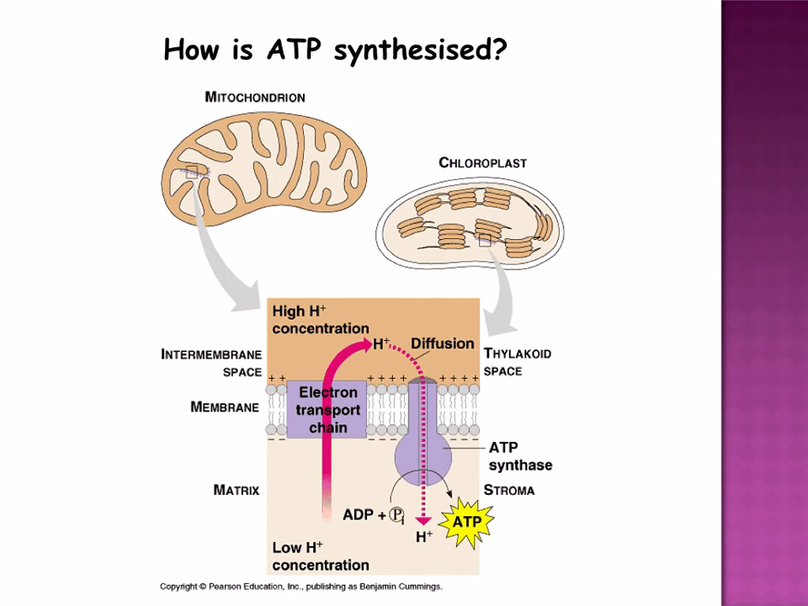Well, the hydrogen ions can flow down their concentration gradient, but they can only go through a special protein channel, and we call this protein channel a stalked particle. So when they flow through this protein channel, the stalked particle, electrical potential energy is released. And this is used to synthesize ATP. So we call this whole process the chemiosmotic theory of ATP synthesis.